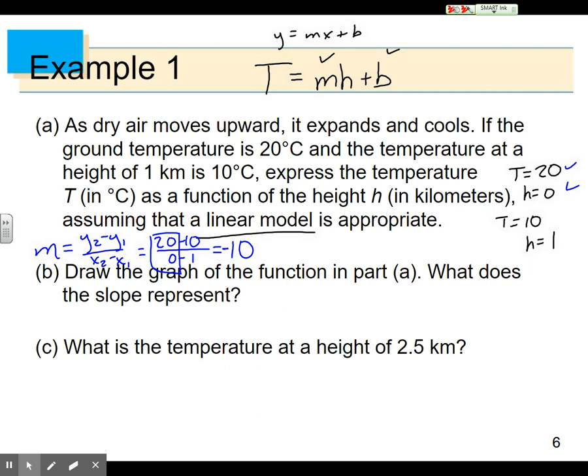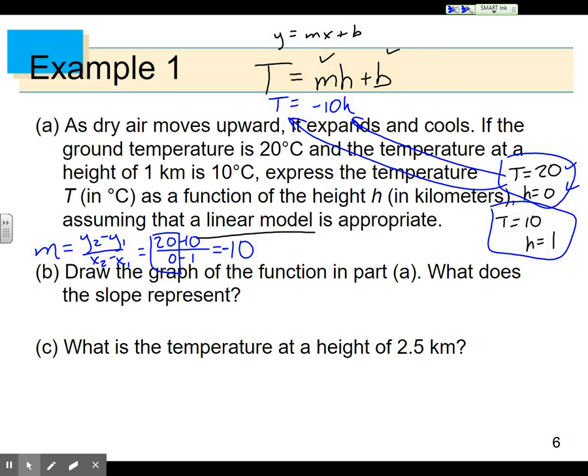So I've got my M. My M is going to be -10. Now I just need to figure out what my B is going to be. Okay. So what I can do is I could actually take either one of these points and plug them in for H and T right here.